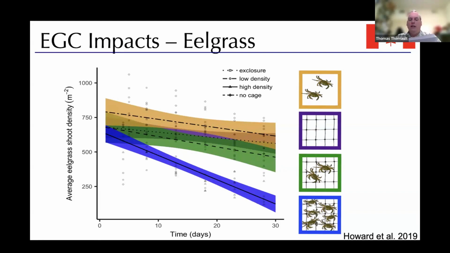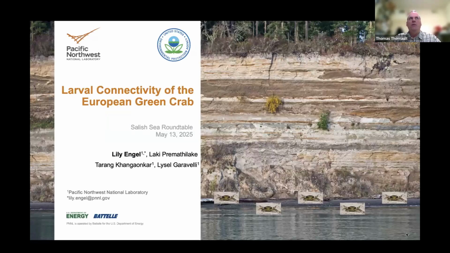Now, of course, for an invader like European green crab, the effects are only realized if the species can actually get to the sites that you're thinking about. So this is where we need to think about the connectivity aspect. And so Lily's going to talk a little bit more about work that she's done with respect to some particle tracking to figure out how connected green crab populations are on the coast.